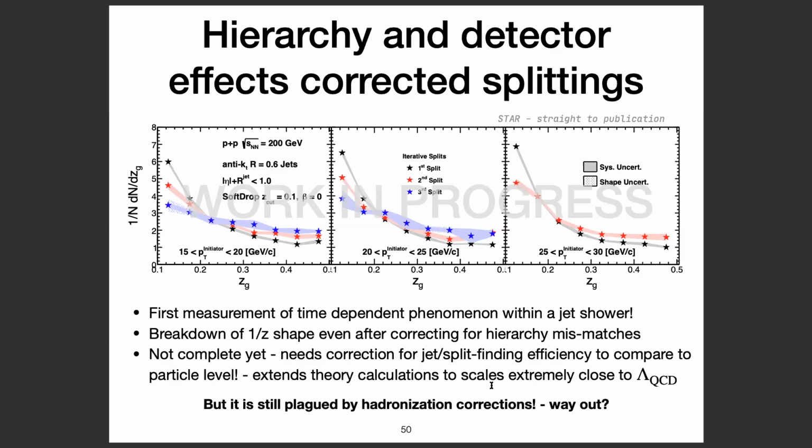Okay. So when I need a third splitting at say PT equals 25 to 30, then we have like a 40 GeV jet which doesn't have statistics. Okay, thanks. Great, that makes sense. Thank you.